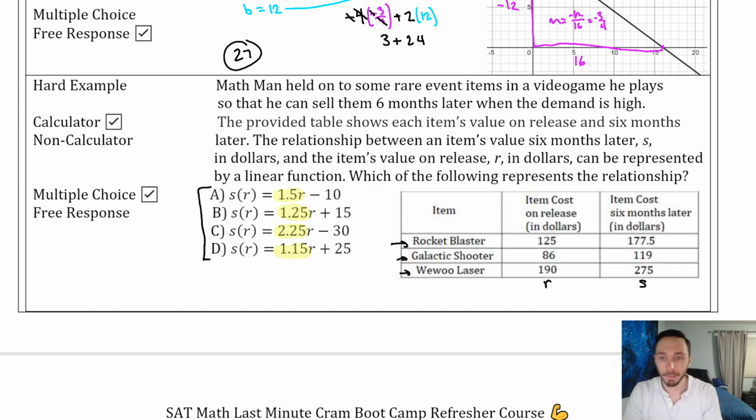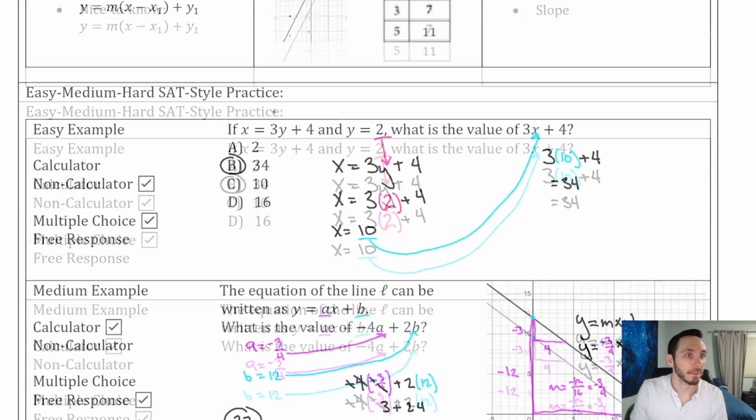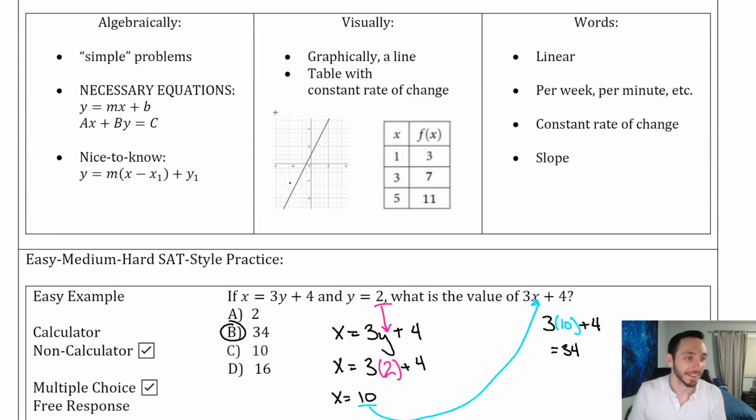Let's find the slope. I'm going to just pick, and it looks like I do have access to a calculator. I see this value right here with a 0.5. As a result, I'm not even going to look at this ordered pair because I don't want to deal with decimals. I want to find the slope using the galactic shooter and the wee woo laser. So I know that slope. Oh, and that's another formula. I'll make sure to add that.